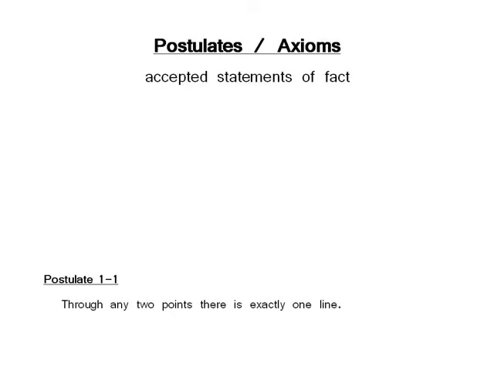Okay, now we're going to talk about postulates and axioms. They're accepted statements of facts. Okay, so our first postulate that we're going to talk about is postulate 1-1. And it says, through any 2 points there is exactly 1 line. There's no way I could go through those 2 points and have more than 1 line.